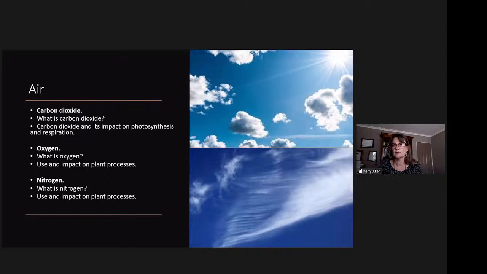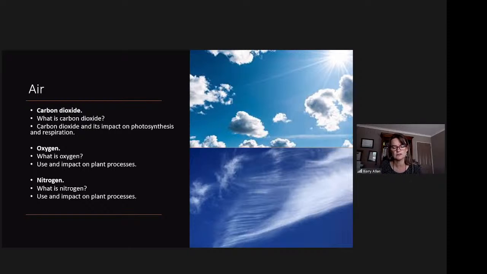Okay, then we move on to air. Now, to be more specific, we want to be looking at carbon dioxide, oxygen, and nitrogen. Okay, these are the three things that we require or get out of the air. So we can manipulate carbon dioxide. I will talk about that in a moment. We can also manipulate oxygen. We require that for root respiration.